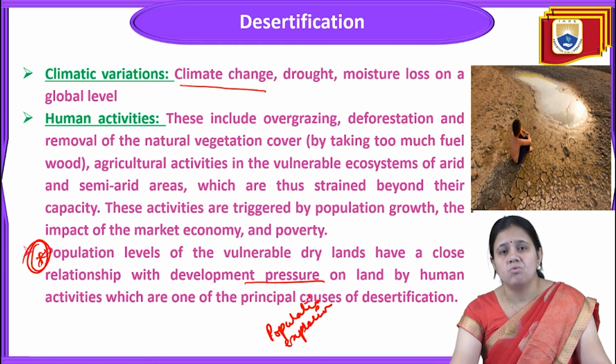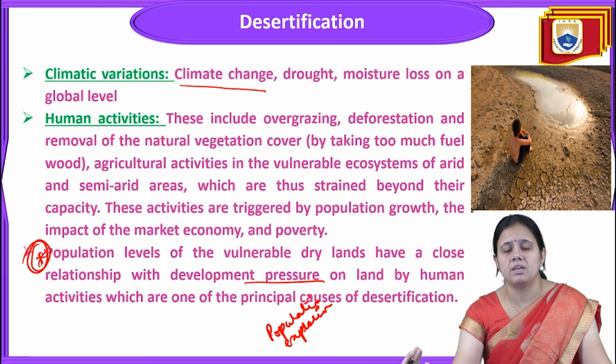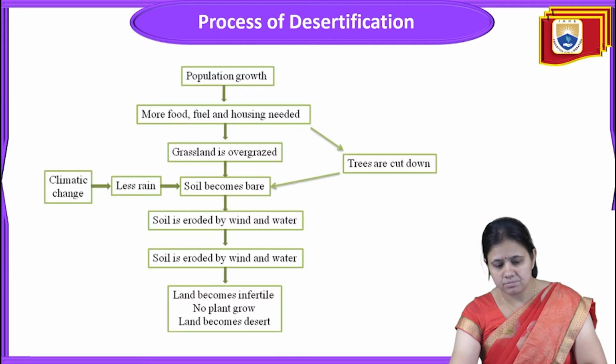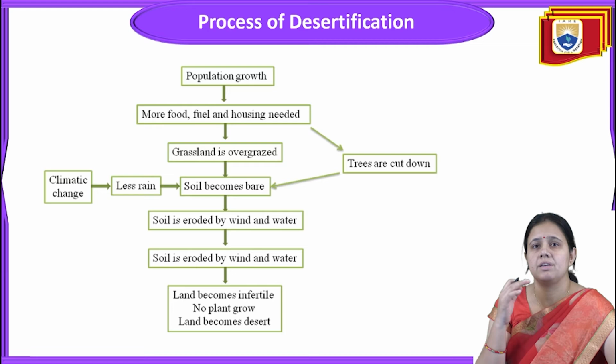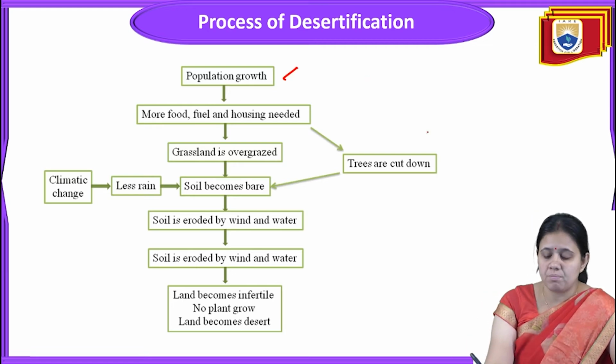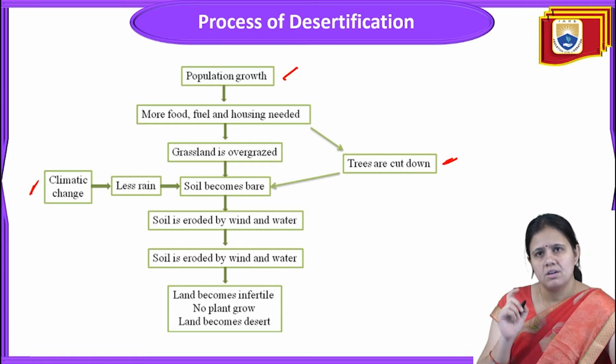Improper irrigation systems will also lead toward desertification, because due to overpopulation, the demands on land resources have increased. The demand for food, shelter, everything has increased, and due to more demand, more chemical fertilizers are used. Improper management of irrigation is there, and all these activities will lead toward desertification. So these are the principal causes of desertification. Now, this is the process of desertification. All are interconnected. Population growth, population explosion, deforestation, and climate change, these three are the main reasons behind desertification.